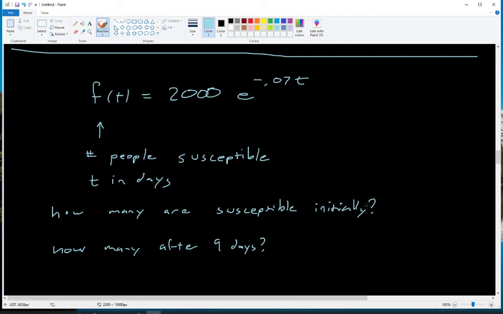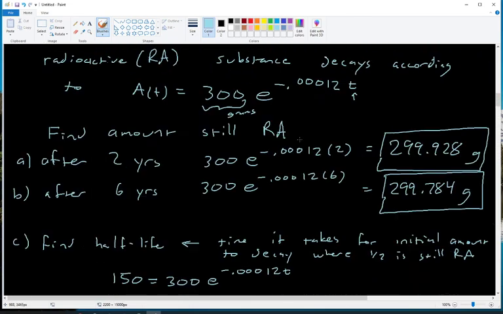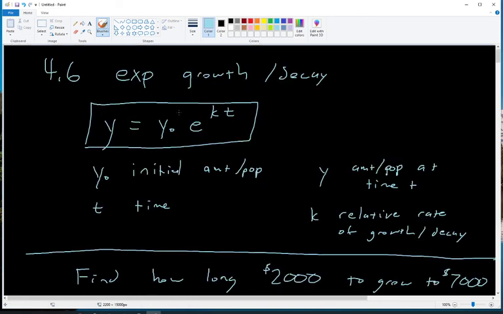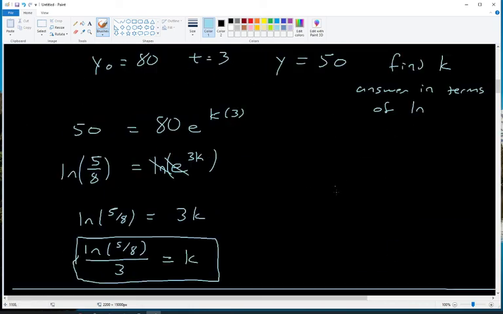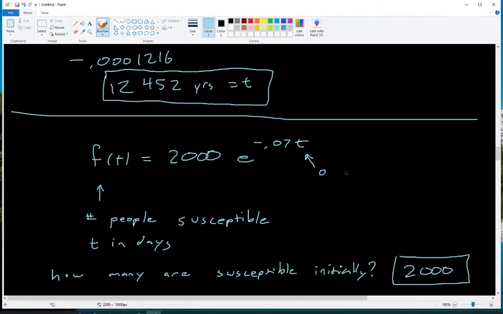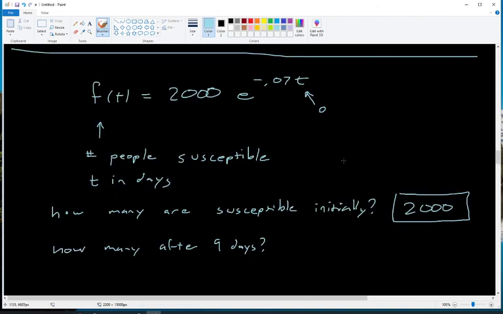Susceptible initially means time is 0. So if you put 0 in for t, you get e to the 0, which is 1. So you just get the 2,000 back. Or you could use the fact that this is an exponential equation. The y naught number that's sitting in front of the e, if we go back up and look at our initial equation, is the initial amount or the initial population. So that 2,000 in front of the e is our initial amount, due to the fact this is an exponential growth formula.